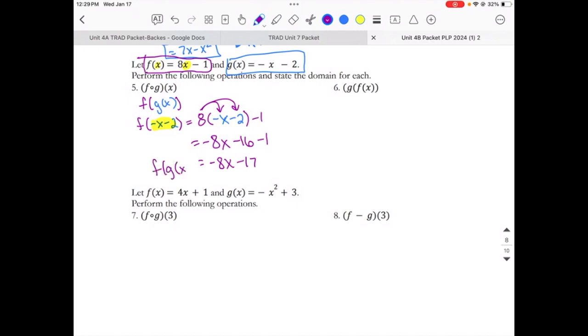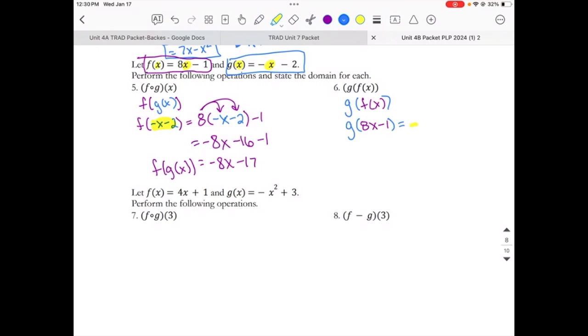And what we just found there was F of G of X. On 6, they're asking you to do G composite F of X, which is telling you order matters. Remember, this time we're going to plug the F of X function into the X for G. So the F of X function is 8x minus 1. So this time, in place of this x, that whole x is going to go in.